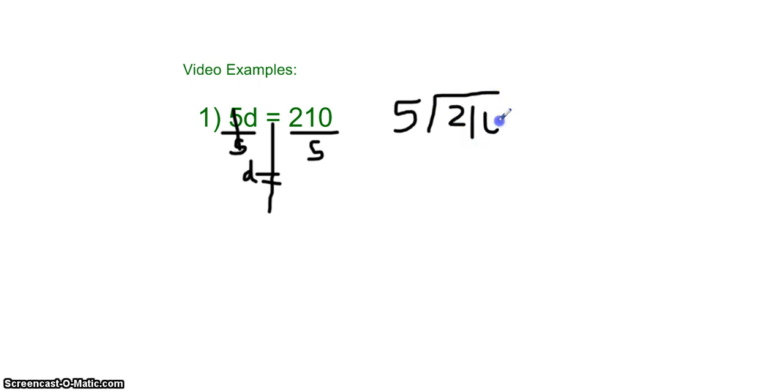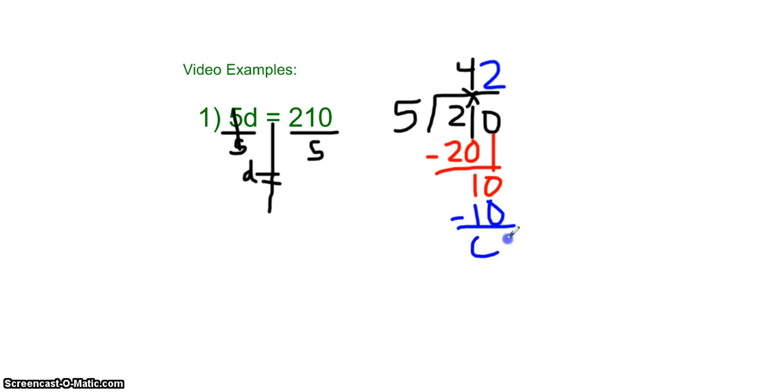Let's see. So 5 goes into 21 4 times. 5 times 4 is 20, which gives us 1. Then bring down the 0. 5 goes into 10 twice. 5 times 2 is 10. And of course 10 minus 10 is 0. We are done. So 5 divides into 210 42 times.